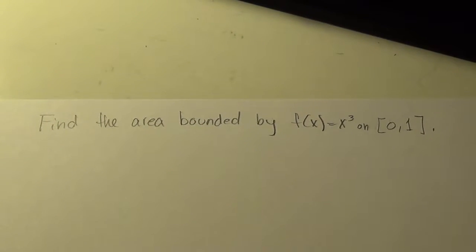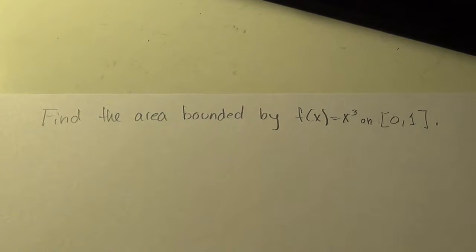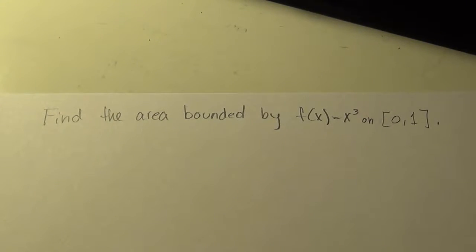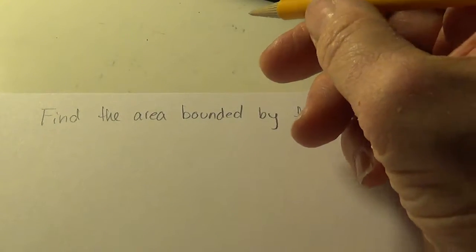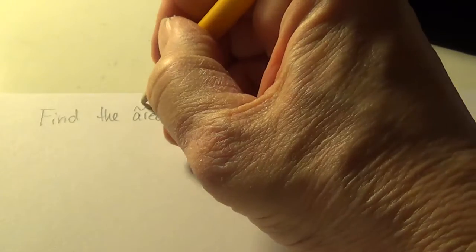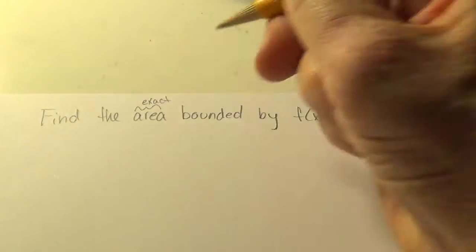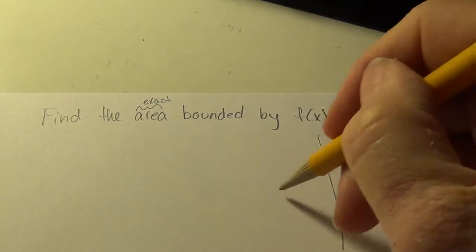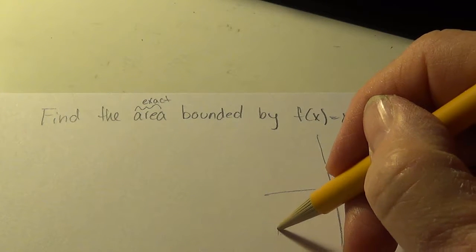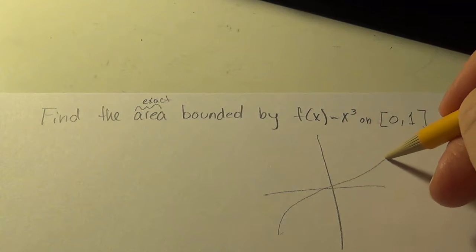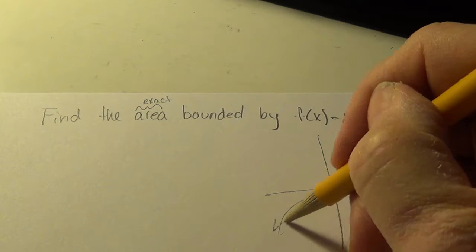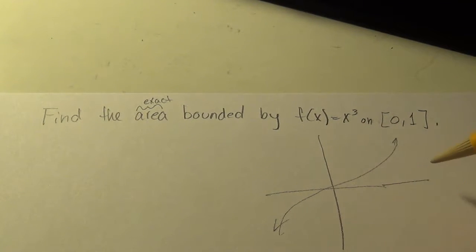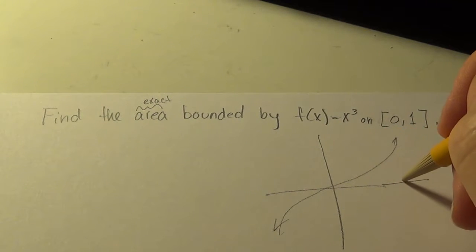Alright, let's find the area bounded by this curve on 0, 1. And I don't just mean any area, I mean the exact area under the curve. So the cubic looks something like this. I'm going to exaggerate it, make it large. It's from 0 to 1.